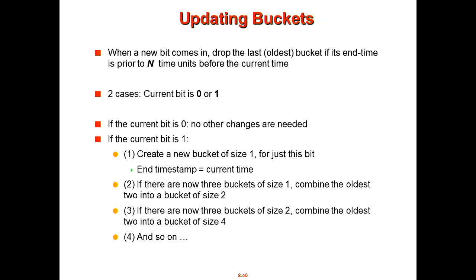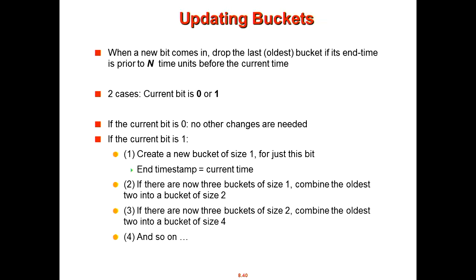But if the current bit is 1, you need to do the updates for your buckets. You need to create a new bucket of size 1 for just this bit. And the end timestamp is the current time. So you have a new bucket. And then next, you need to propagate this update to upper levels. If there are now 3 buckets of size 1, you need to combine the oldest 2 into a bucket of size 2. So this step guarantees that you always have at most 2 buckets of the same number of ones.